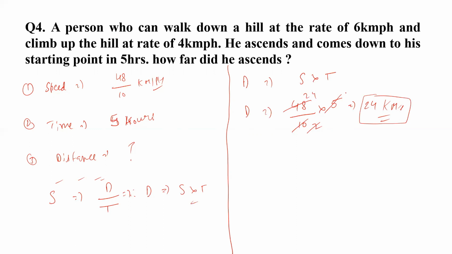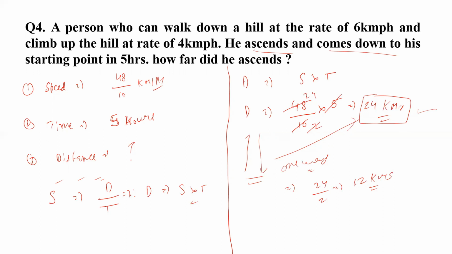But now you have to remember that he is ascending and coming down. So he is going uphill and coming downward. So this distance is the distance covered for both the options. He is going upward and is coming down. So that's why he's covering the 24 kilometers of distance. But distance has been asked for the one way only. So the one way distance shall be 24 divided by 2. This is 12 kilometers.